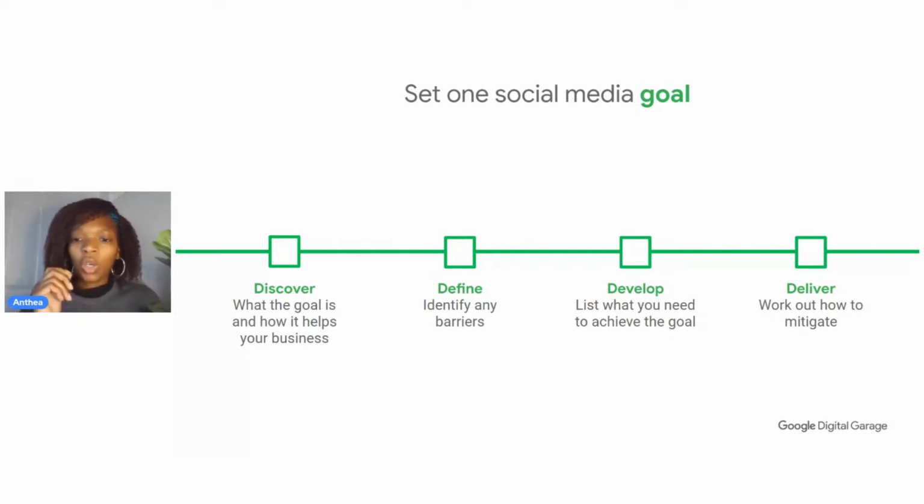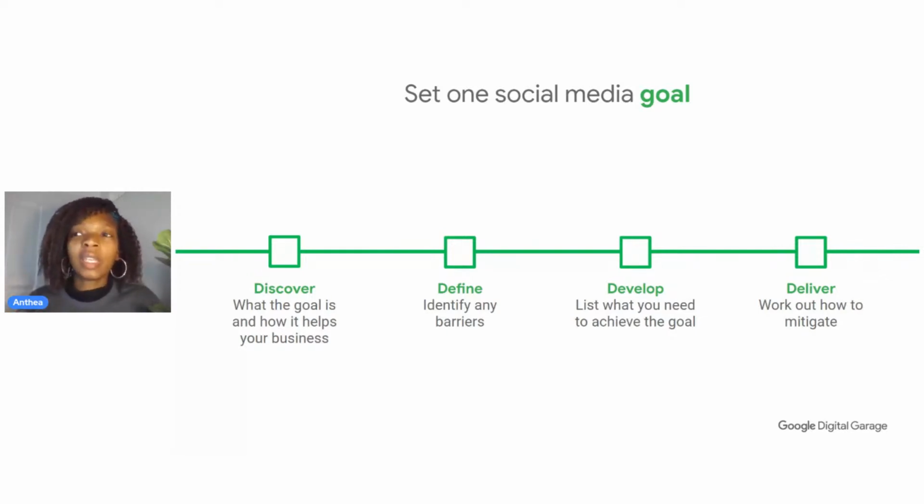Develop. What do you need to achieve this goal? List it out. The terminology doesn't have to be what's known in the industry. Whatever works for you. It could be get accounts set up, decide on business branding colors, create first Instagram post, whatever. What are the things that you need to do to get this goal achieved?